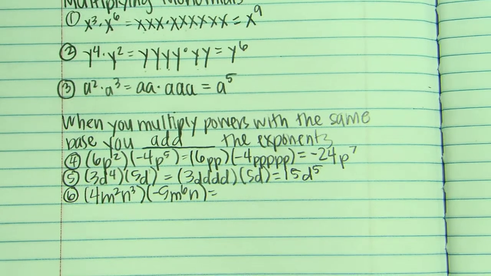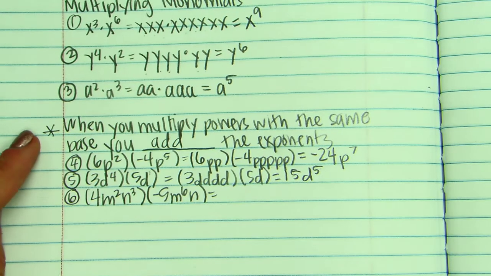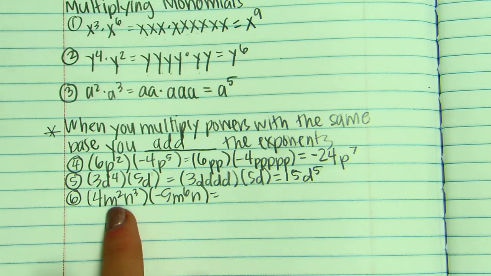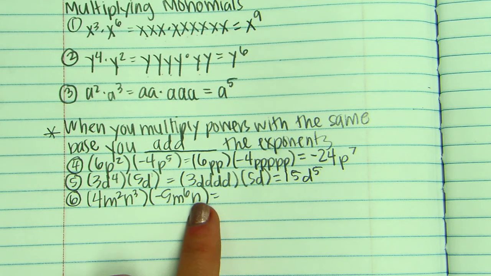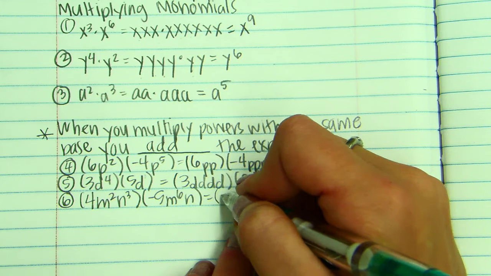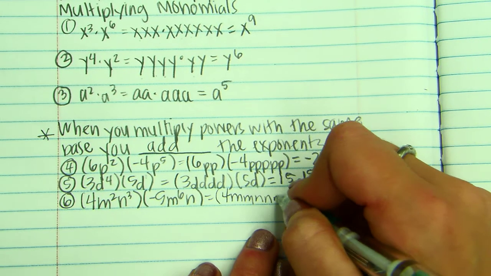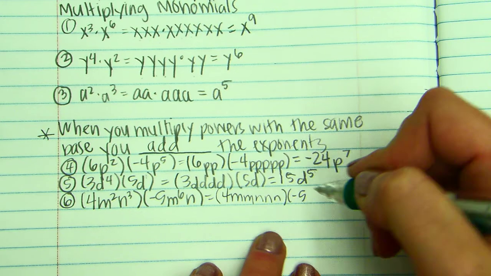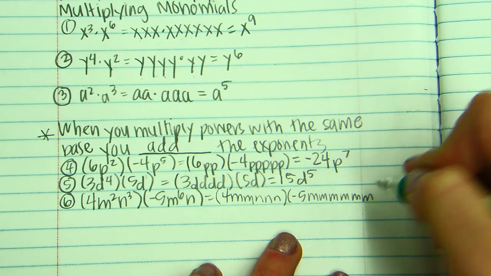And remember, the rule we said, this rule right here, only works if you're multiplying powers with the same base. So I can only multiply m's times m's and only multiply n's times n's when I simplify. So this means 4 times 2 m's and 3 factors of n, and then negative 5 times 4, 5, 6 factors of m and 1 n.